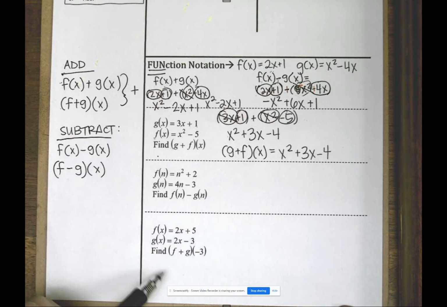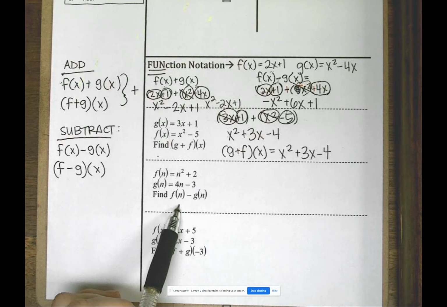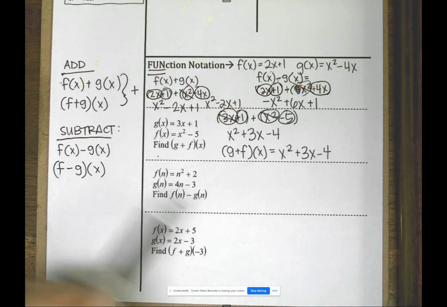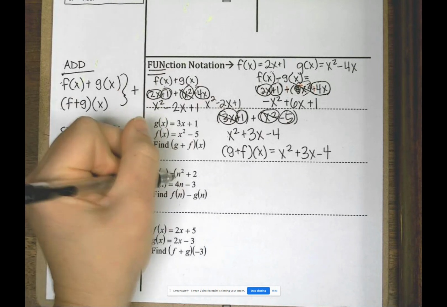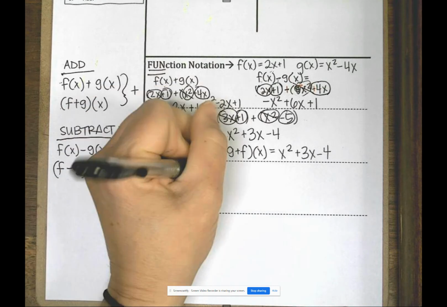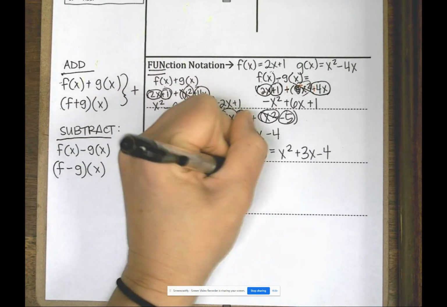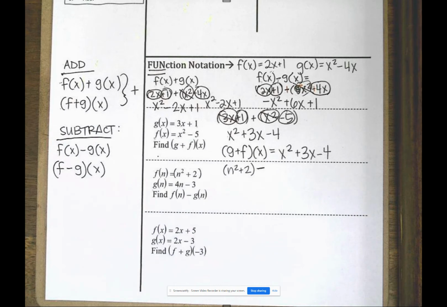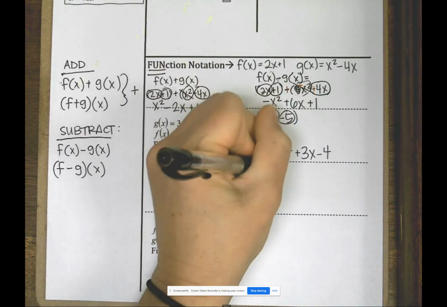Let's try it again with subtraction. As you can see, the notation is a little bit different. They did f, the function of n, or f of n minus g of n. And so we need to substitute n squared plus 2 for where we have f of n. So n squared plus 2 minus g of n, which is 4n minus 3.